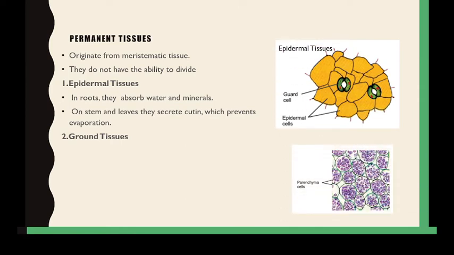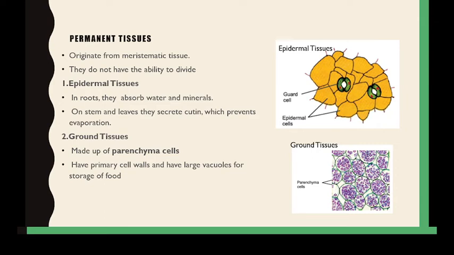And what are ground tissues? They are made up of parenchyma cells, and they have a primary cell wall and a large vacuole. You can see in the diagram that these are the ground tissues, parenchyma. They are made up of parenchyma cells, and they have a large vacuole which is responsible for storage of food.